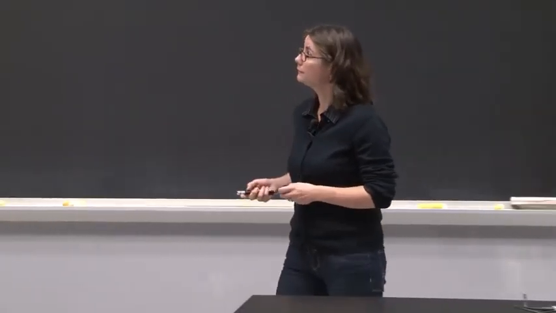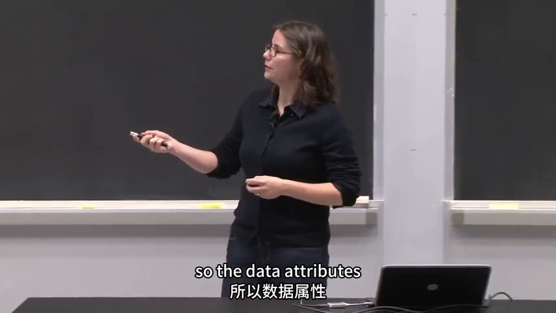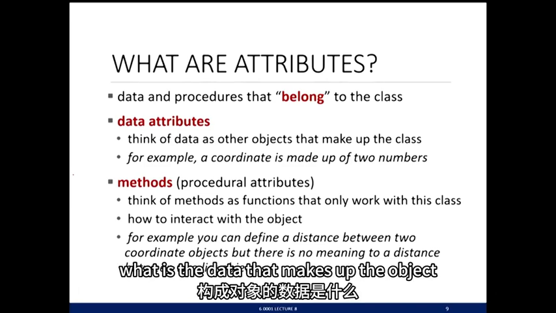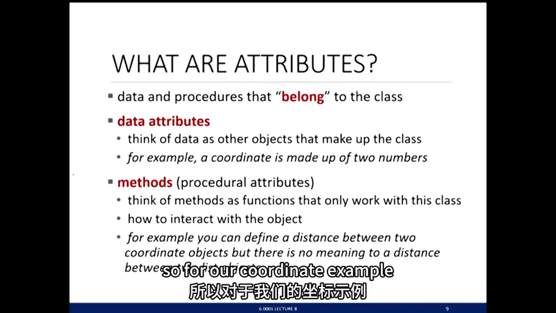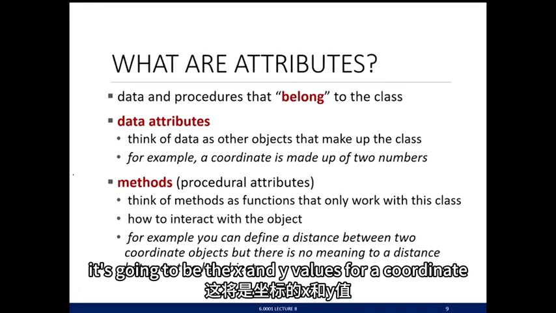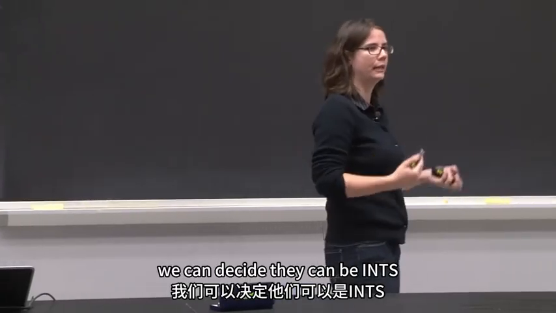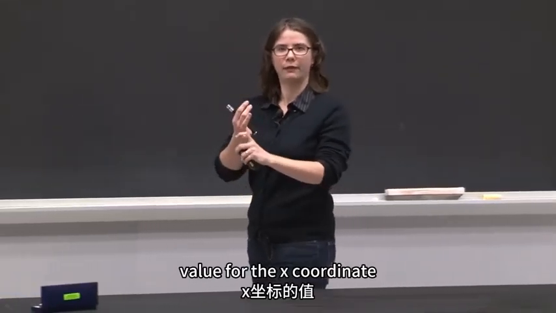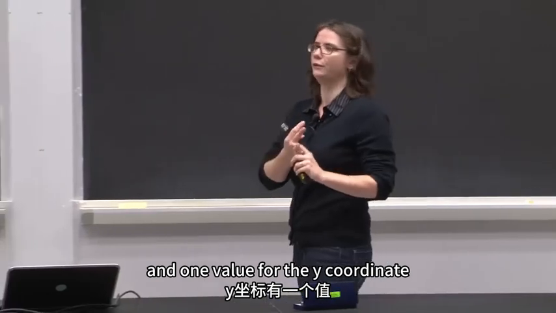The data attributes are what make up the object. What is the data that makes up the object? For our coordinate example, it's going to be the x and y values for a coordinate. We can decide they can be ints, or we can let them be floats, but it's going to have one value for the x coordinate and one value for the y coordinate.